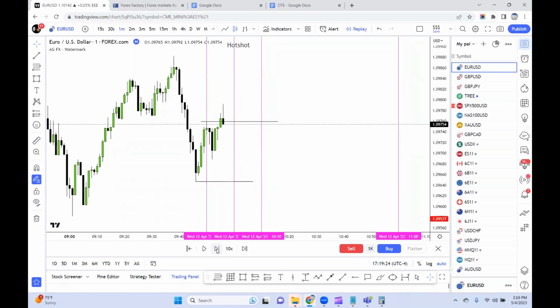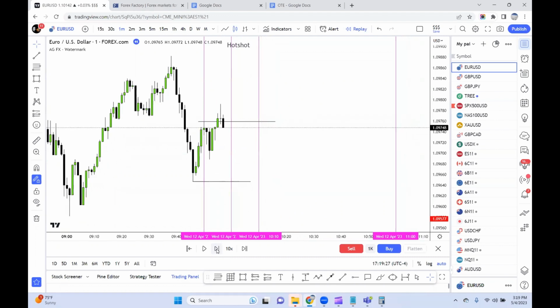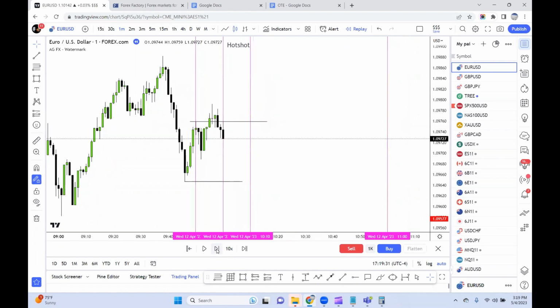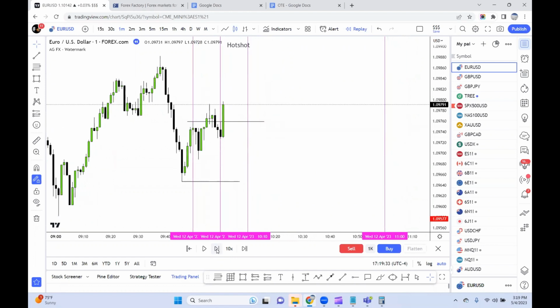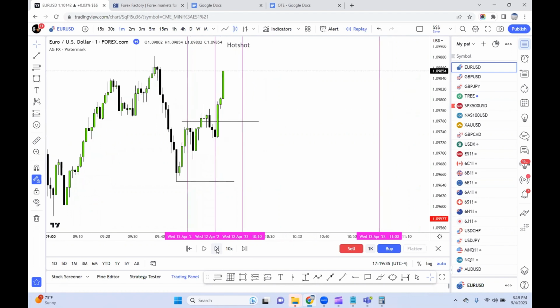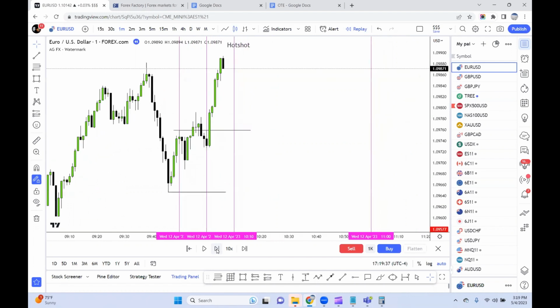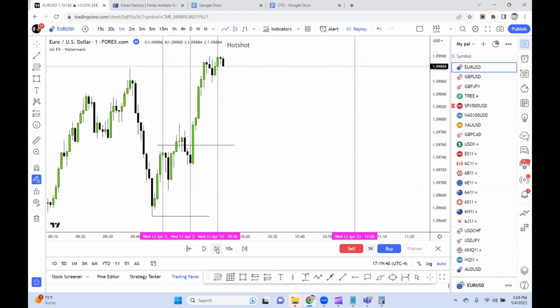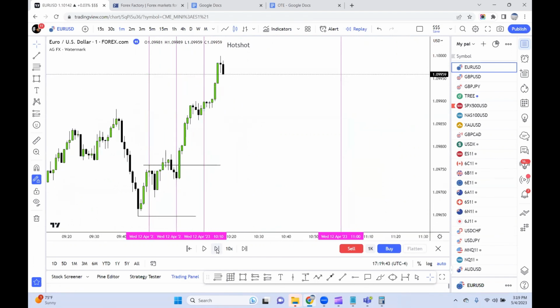Okay, I ran out liquidity. See if it displaces to the downside. No. Ran out more liquidity. Let's see if it displaces to the downside. Ran out more liquidity. Displacement? No. No.